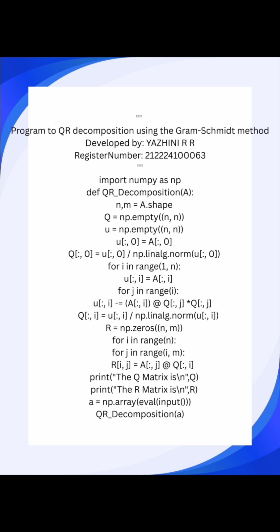What is the Gram-Schmidt process? It is a method to take a set of linearly independent vectors, like the columns of A, and turn them into an orthogonal set of vectors which form the columns of Q.